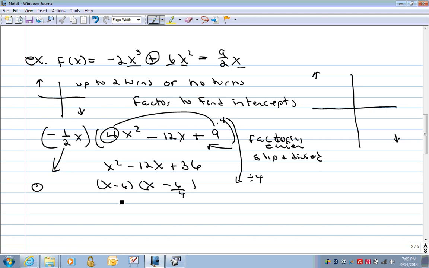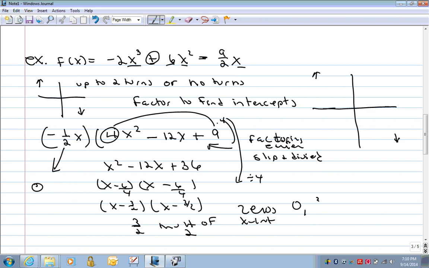But we must divide by 4, must divide by 4. So we would have x minus, and I'm going to simplify that to 3/2, and x minus 3/2. So both are the same, 0 at positive 3/2. Now, hopefully you can remember this with a multiplicity of 2. If we have an even multiplicity, our graph bounces at that point. If we have an odd multiplicity, it crosses at that point. So our zeros, our x-intercepts, are 0 and 3/2 with a multiplicity of 2.